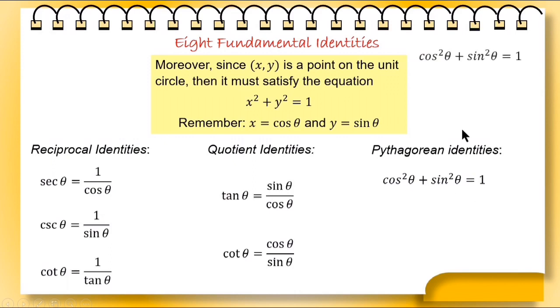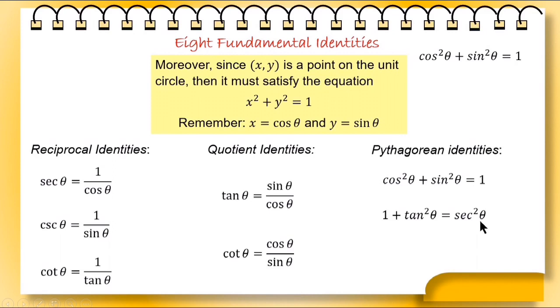Now, if we divide both sides of this equation by cosine squared theta, we will get 1. Cosine squared theta divided by cosine squared theta is equal to 1, plus tangent squared theta. From our quotient identities, sine squared theta over cosine squared theta is equal to tangent squared theta. 1 over cosine squared theta is equal to secant squared theta from our reciprocal identities. Hence, we have 1 plus tangent squared theta is equal to secant squared theta.